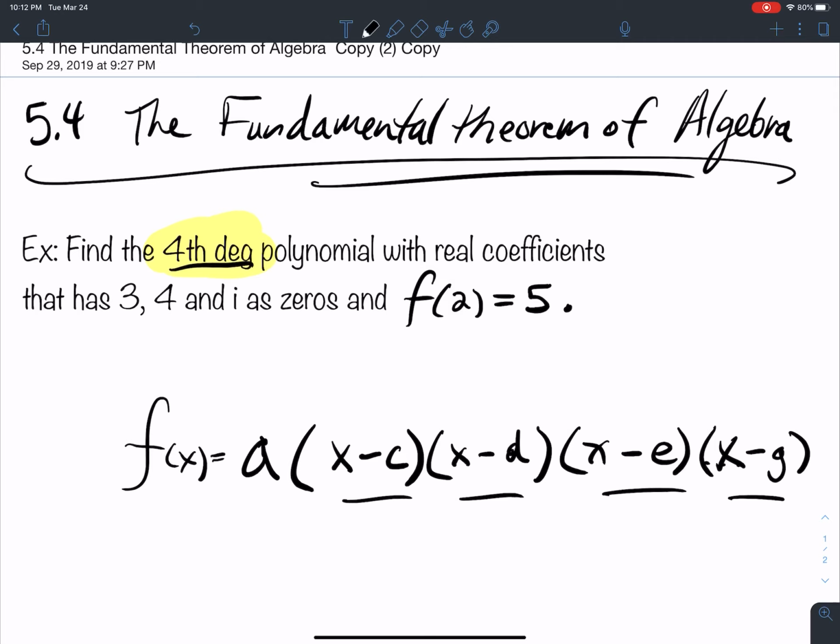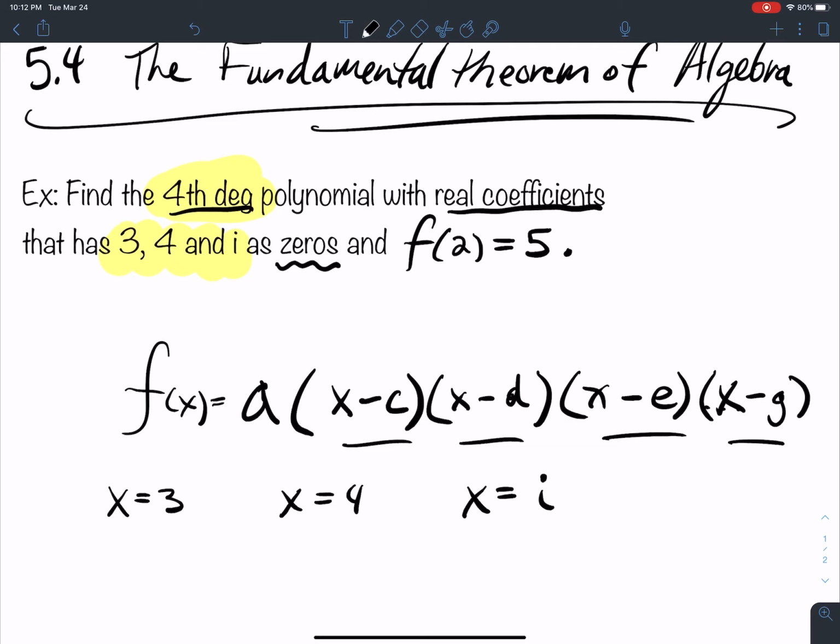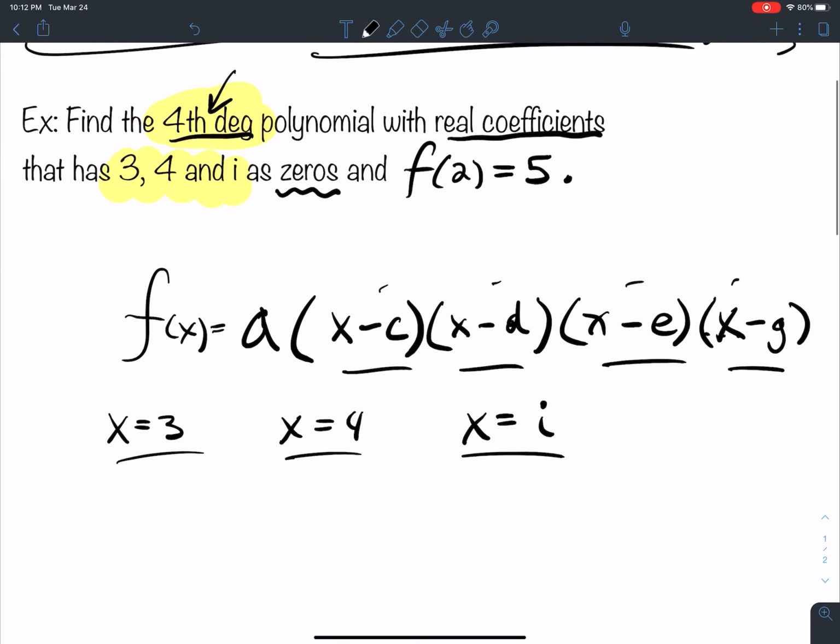Now, what do they tell me? They tell me that there's real coefficients, so no imaginary numbers, and the zeros are these numbers right here. So that means that x equals 3, x equals 4, and x equals i are zeros. Now, degree 4 tells me there's 1, 2, 3, 4 of them, but I've only got 1, 2, 3. So what do I do? Well, first I need to solve for the 0. So how do I do that?